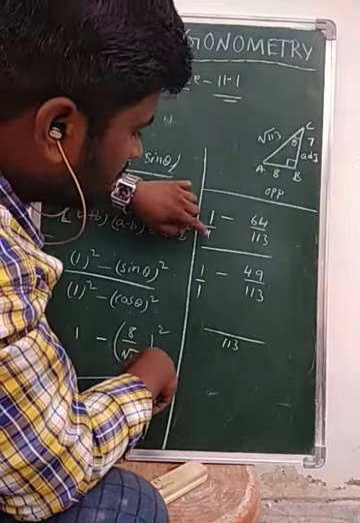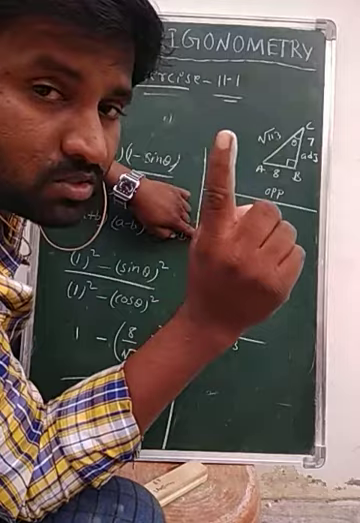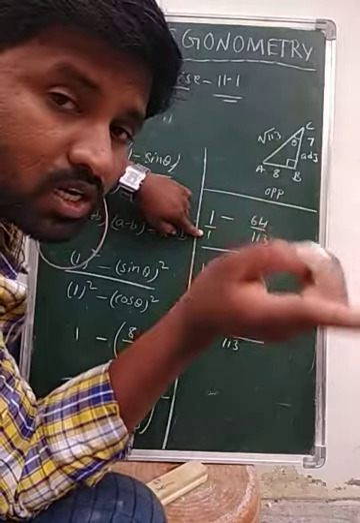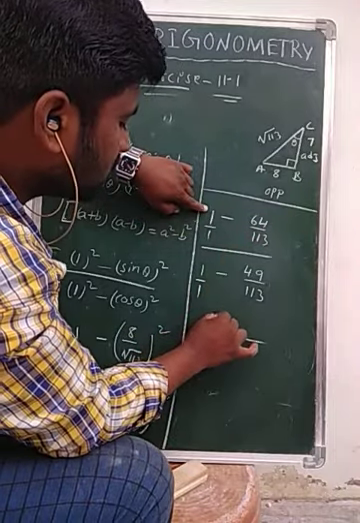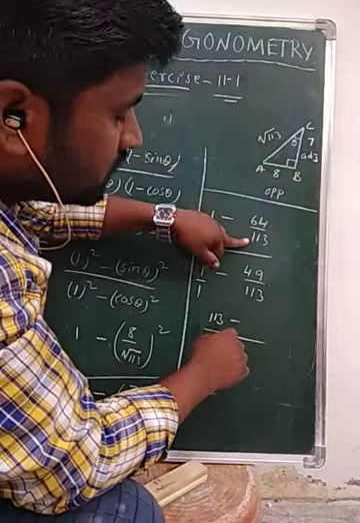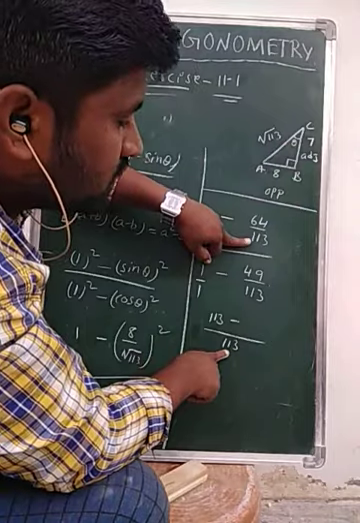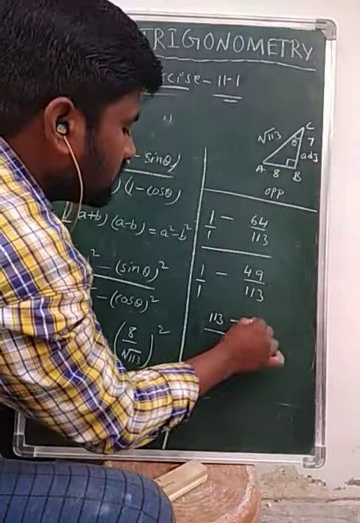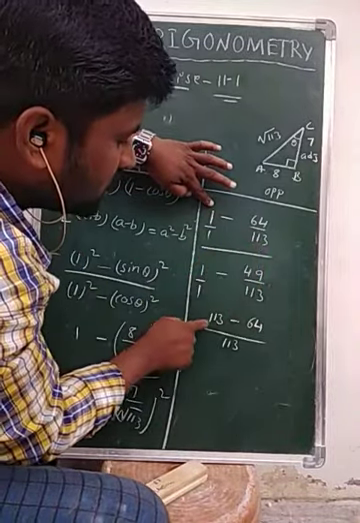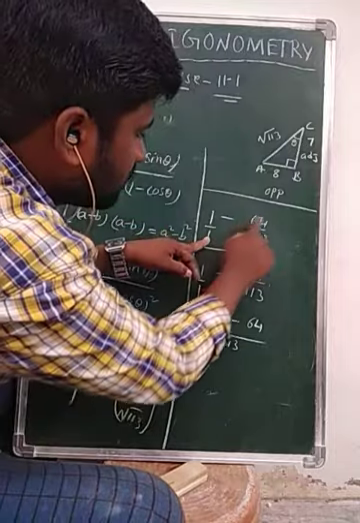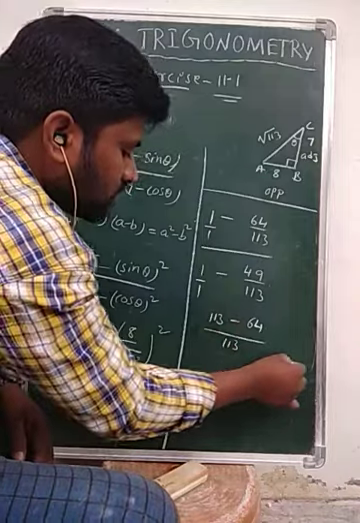The denominator 1, how many times in that 113? 113 times. So that's why 113 into 1 means that is 113, minus here the denominator 113, that is one time in its 113. That's why 1 into 64 means that is 64. Or otherwise you do the cross product rule: 1 into 113, 113, minus 1 into 64, 64, and the denominator also 1 into 113, 113.